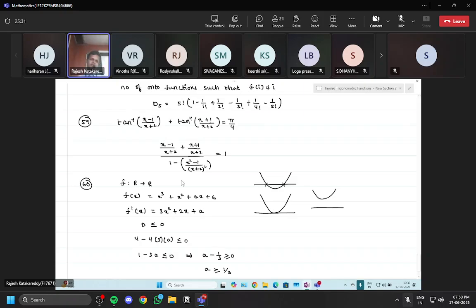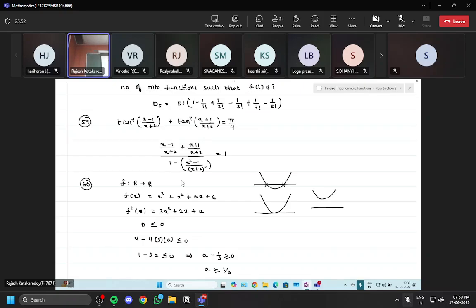Clear? See, the given function is bijective. If the given function is bijective, it should be one-one. If the given function is one-one, f dash of x should be greater than or equal to 0 in one case, or it can be less than or equal to 0.